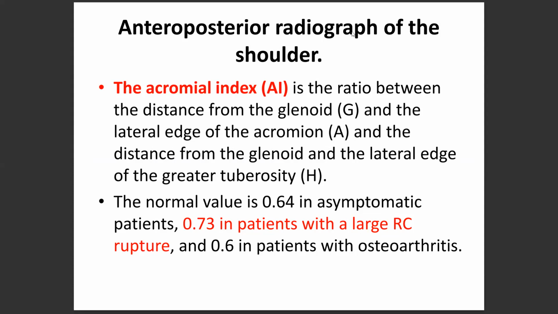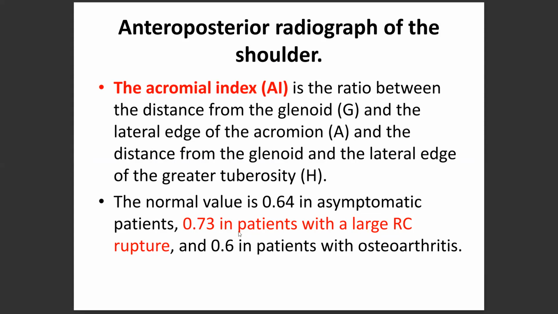The anterior posterior radiograph of the shoulder. अगर हम एपी रेडियोग्राफ पर देखें तो वहां पे हम दो चीजें देखेंगे. That is the distance between the glenoid long axis and the lateral edge of the acromion, and from that glenoid till the lateral edge of the greater tuberosity.